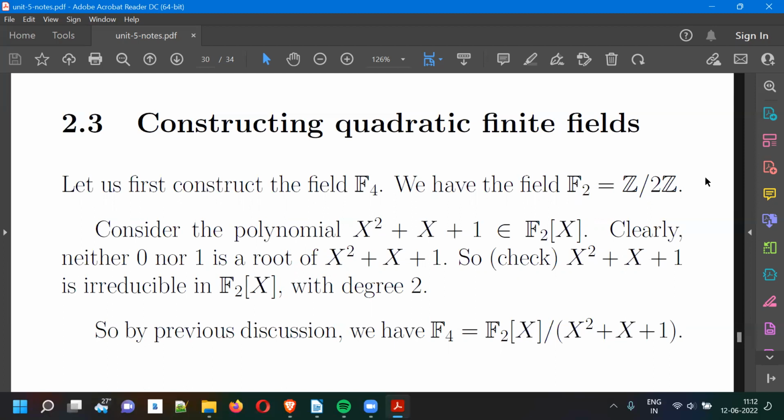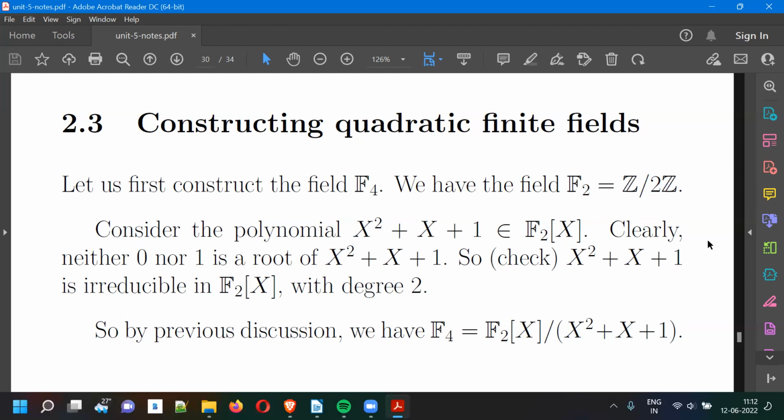Okay, so how do we do that? For any prime p, the case p equal to 2 and p equal to odd prime are different. So let's first start with p equal to 2, the even prime. So 2 square, which is 4. So we construct the field F4. How do we do that? We already know F2 is Z mod 2Z, and you want a quadratic irreducible polynomial over F2.